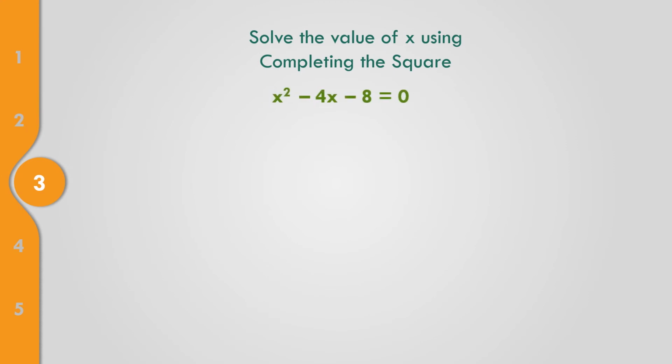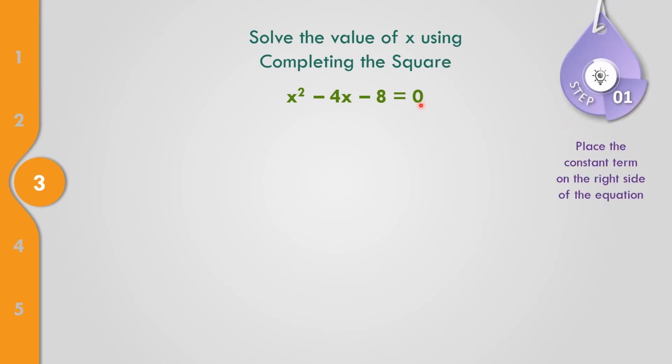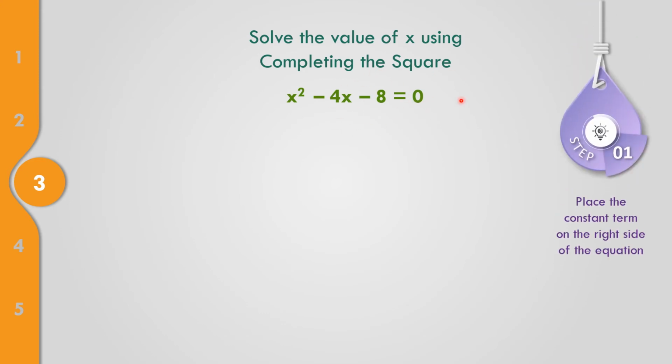In example number 3, x squared minus 4x minus 8 equals 0. Let us place the constant term on the right side of the equation. So it means x squared, bring down negative 4x, bring down, equals positive 8. Step 2, make this equation a perfect square trinomial.